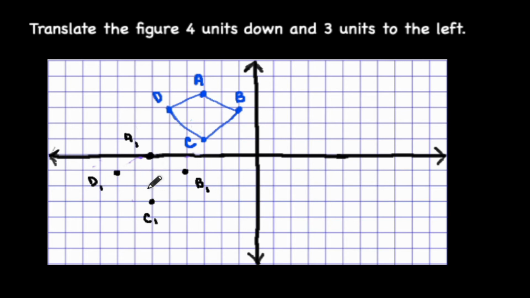So all we have to do is connect the dots. So let's go ahead and do that. So we have A to B to C to D, and then from D to A. Okay, so that's your translation. All right, so let's go ahead and move on to the next question.